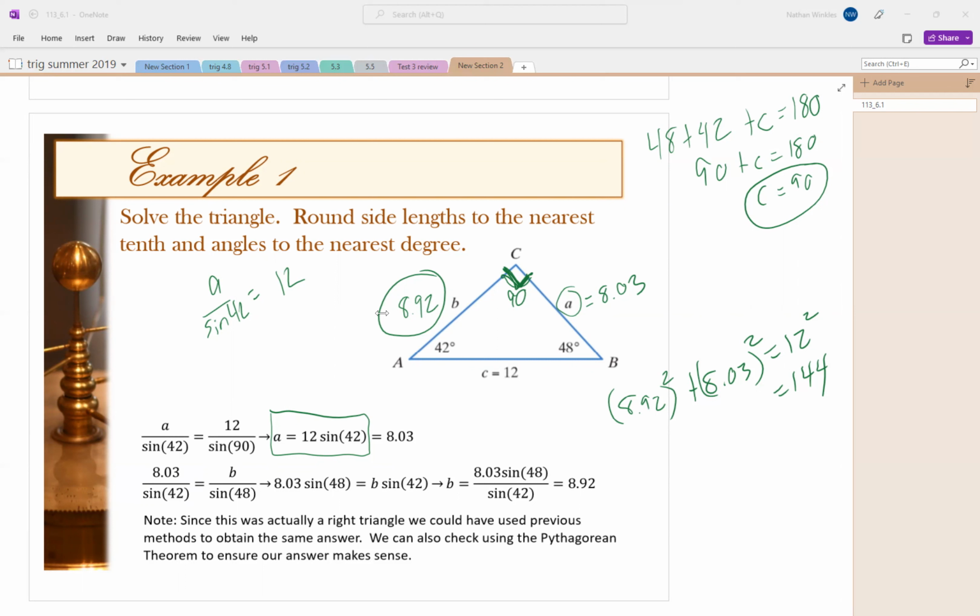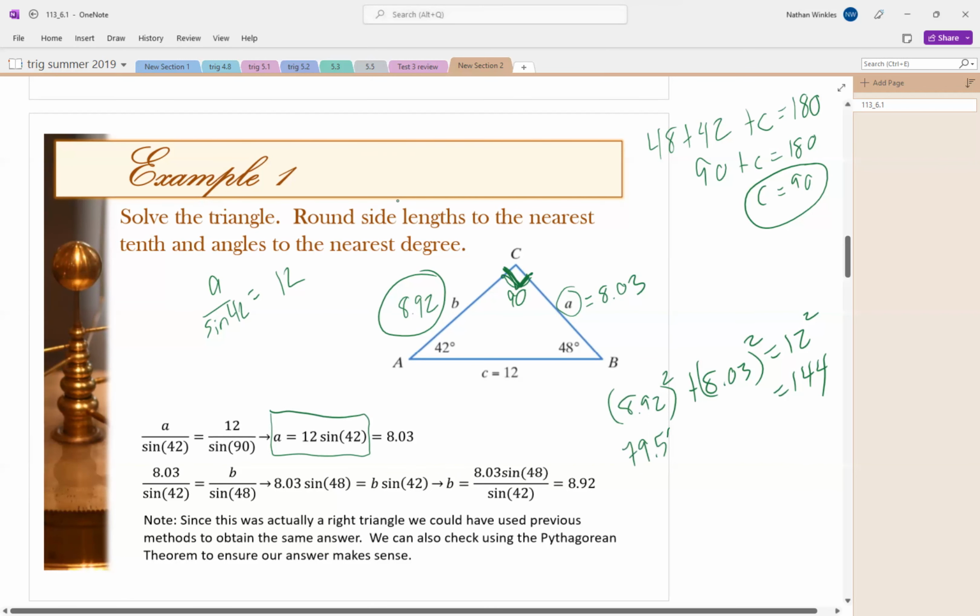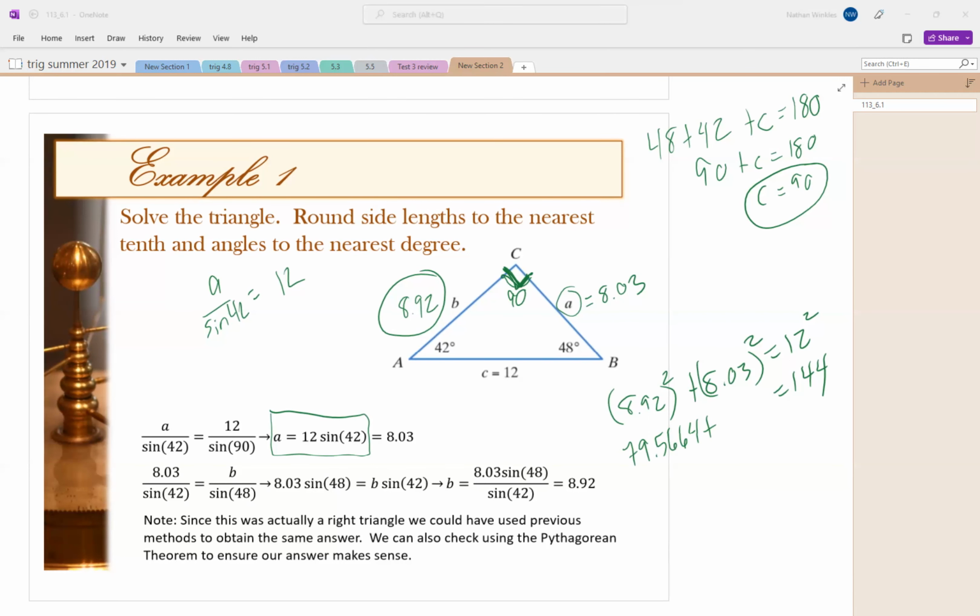so when we pull up the calculator, we get 8.92 squared, so 79.5664, plus our 8.03 all squared, which is 64.4809.